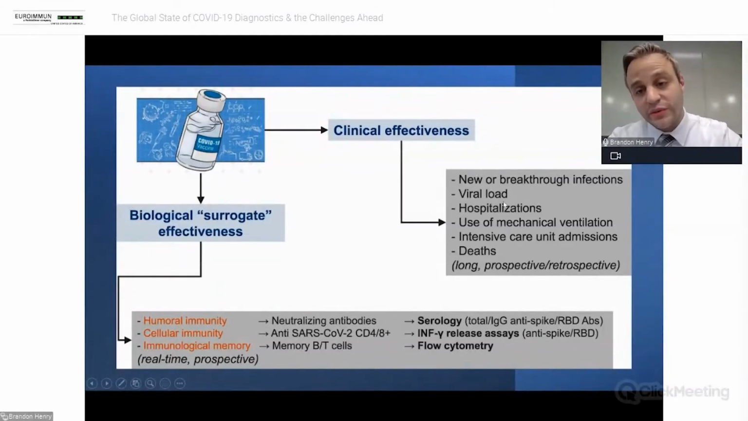We can measure viral load in infected patients. We can monitor for hospitalizations, use of mechanical ventilation or ICU admission in vaccinated individuals, or deaths. The con is that these tend to be longer prospective, and they're certainly very much impacted by time.